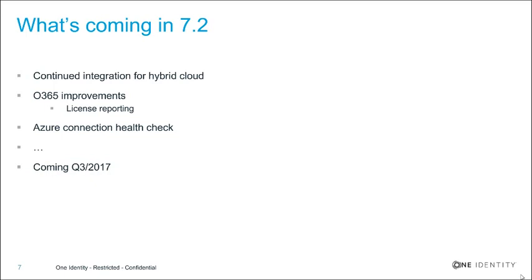We're going to build in some improvements into Office 365, things like reporting on licenses and where they're being used, so that you can get a view of that. We're going to add a health check for that Azure connection, because as you probably figured out, that's really the hardest part of this thing, and Azure doesn't make it super easy, so we're going to make it easy. Lots of other great stuff as well. But that's what we're going to be doing, and you can look for 7.2 coming in Q3 of this year. So it's an exciting time.